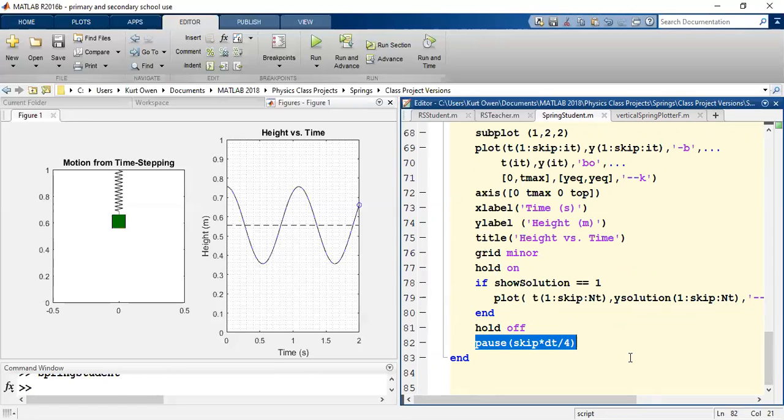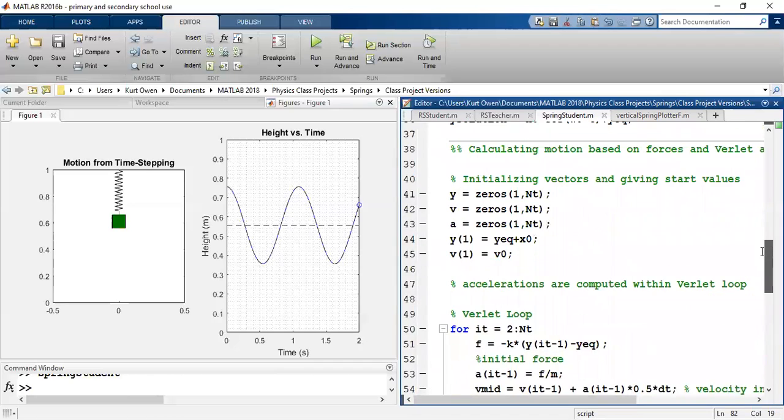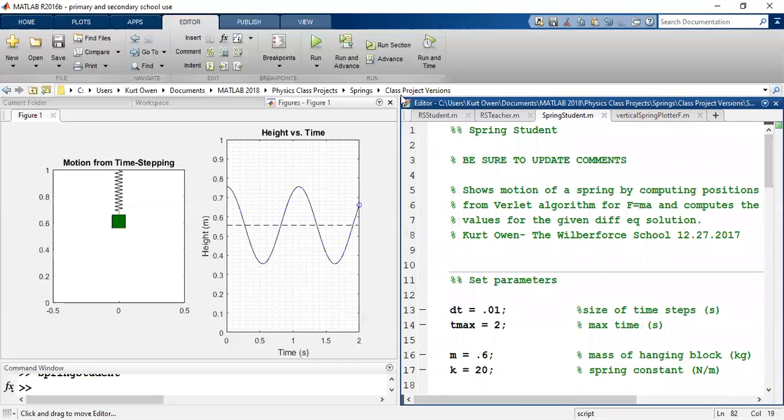Then there's a pause command in here, and this is to make the animation happen in something that looks like real time. If we wanted to go faster, back in the parameters we could change how fast skip was happening, and we can make this thing speed up or slow down. We could change this number here as well if it's taking too long. So all of those things are what's going on in the code, and that's how we get to see this spring moving up and down.